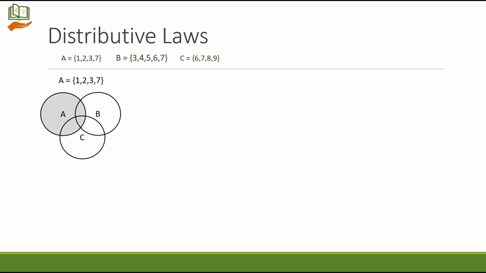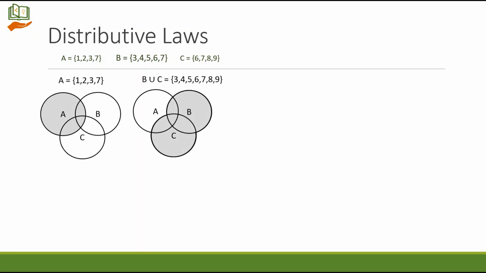We will see the second distributive law. So let's take A. This time let's take B union C. So this should be A intersection B union C. So applying this inside, we will have A intersection B union A intersection C.